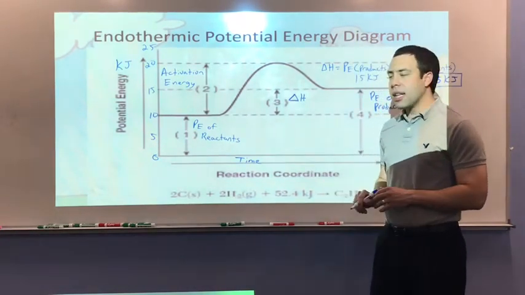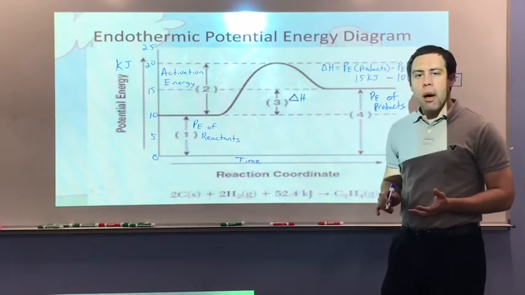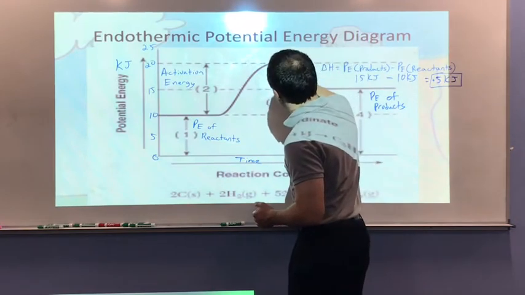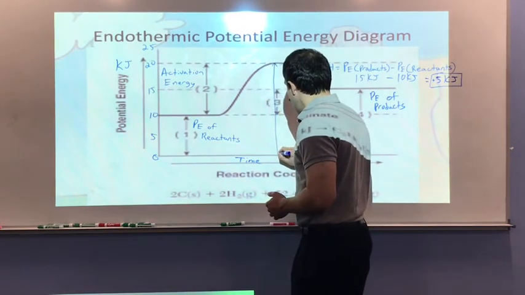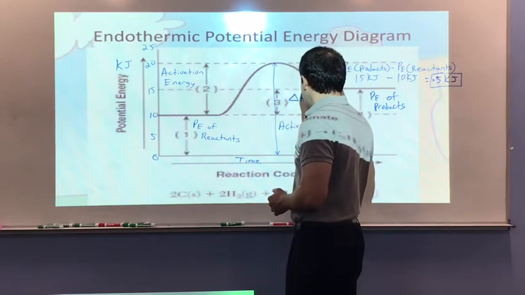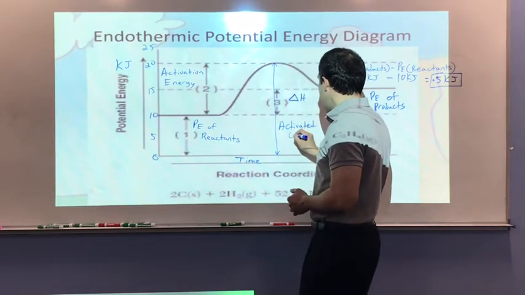And finally, also not drawn here, number 5 is our activated complex. Once again, that goes from the tippy top of the peak all the way to the x-axis, and that is our activated complex.